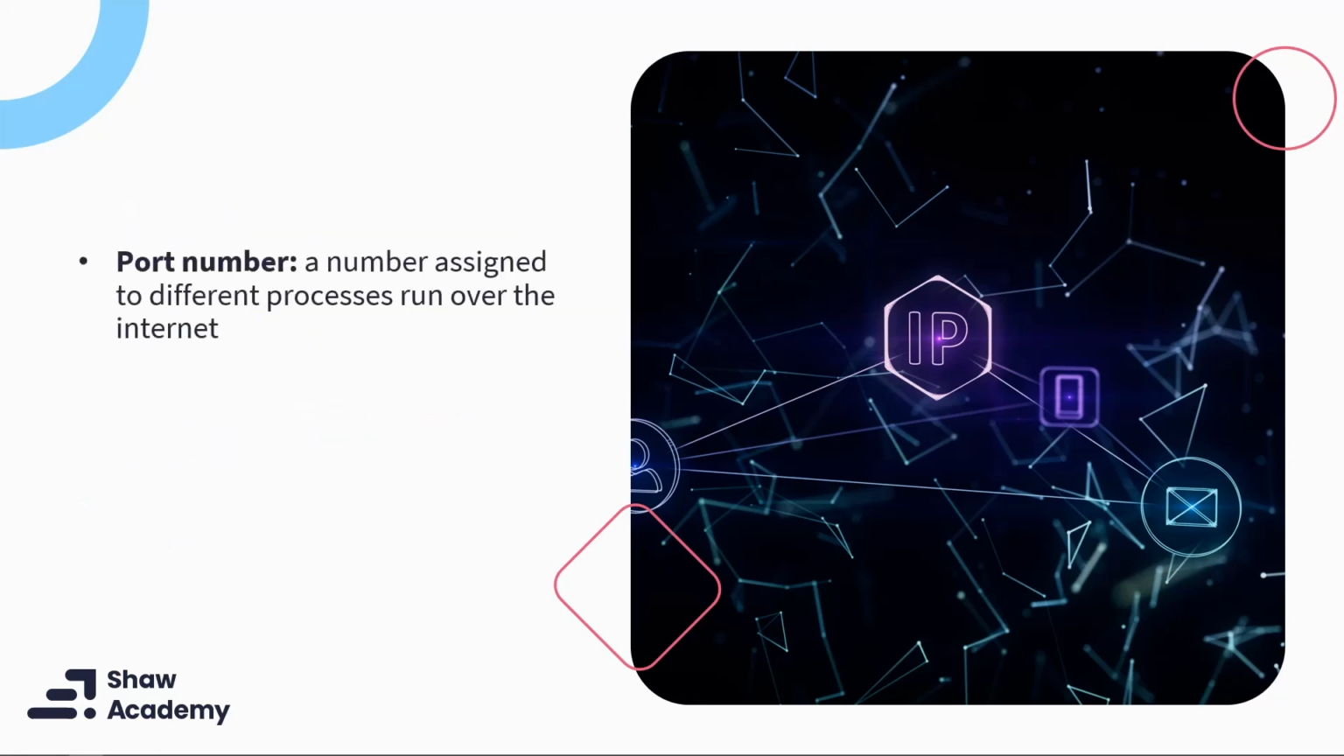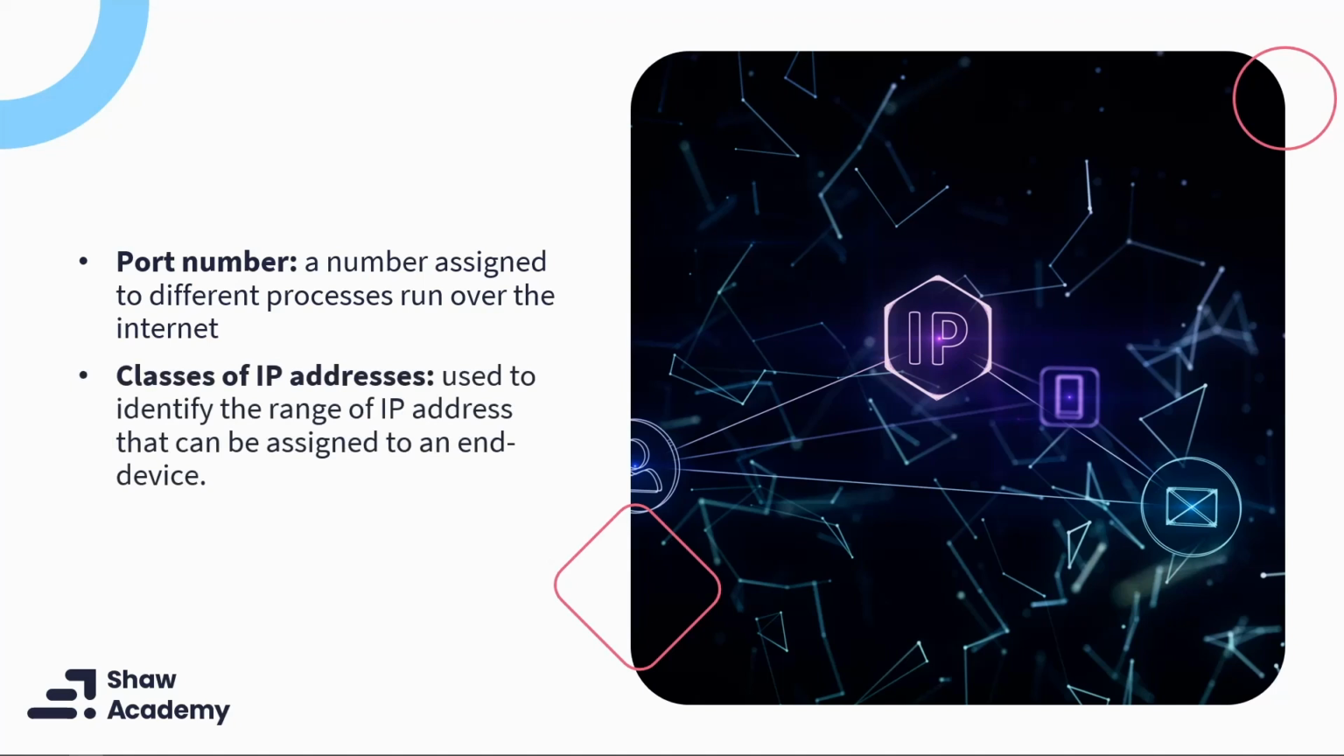A port number is a number that is assigned to different processes run over the internet. It is used to identify different protocol traffic on a network. A good example will be port number 80 for HTTP, Hypertext Transfer Protocol, 23 for Telnet, and 25 for SMTP, Simple Mail Transfer Protocol.